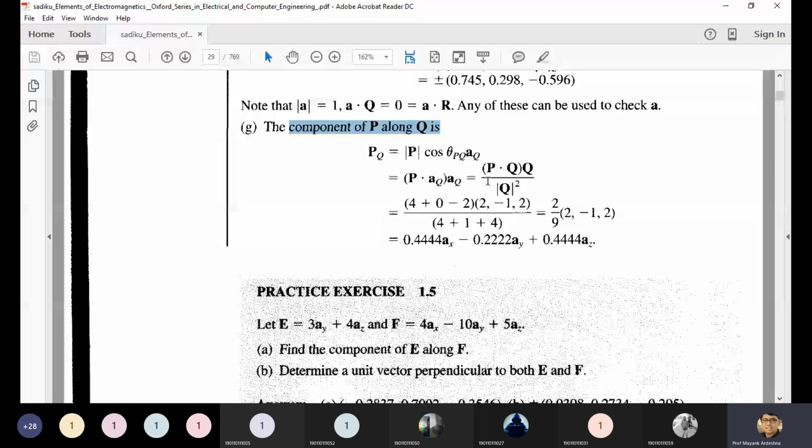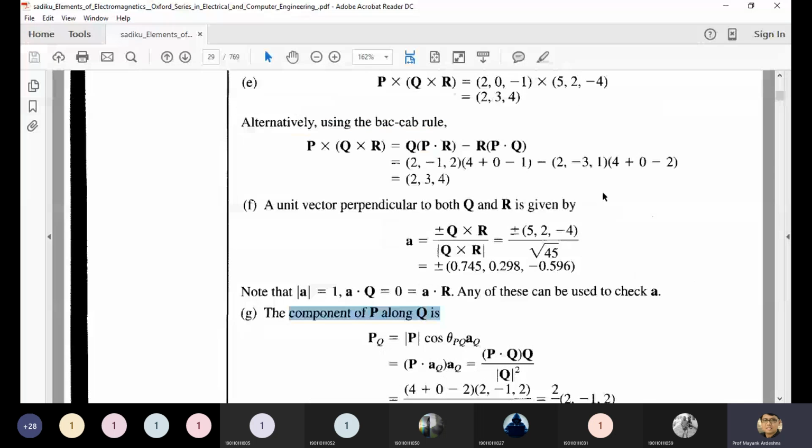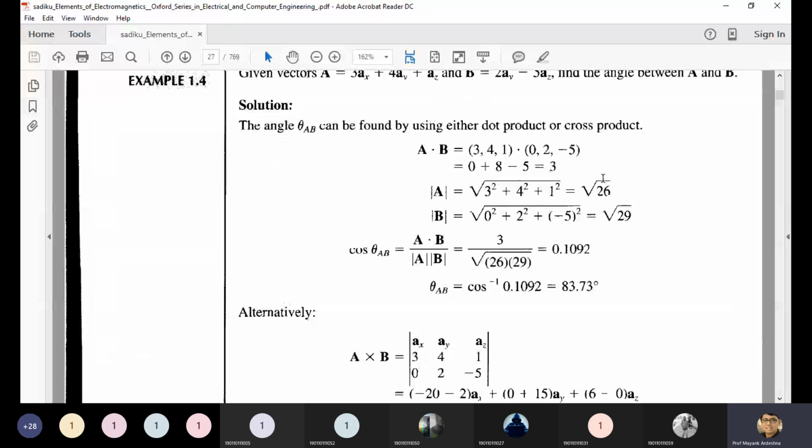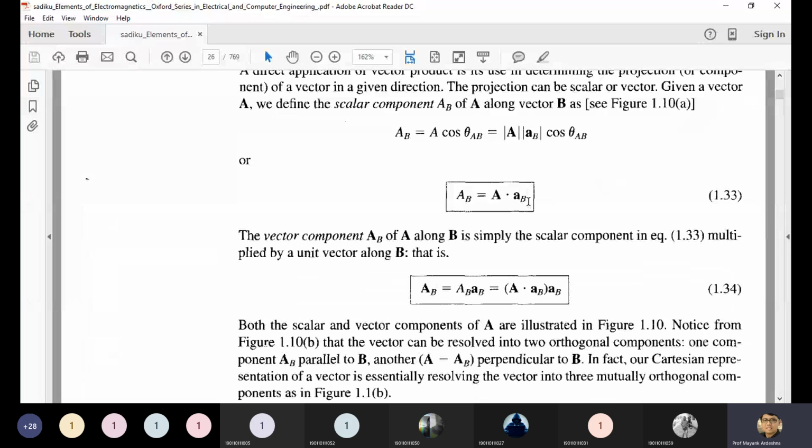They are using some different method, but you may go with the easiest one. Which one? This one. If you know only the equation, you can easily find it. So this is the scalar component of P along Q. Whatever answer you are getting, just multiply with a unit vector. This is simple multiplication. Unit vector of Q. So you may be getting the answer.